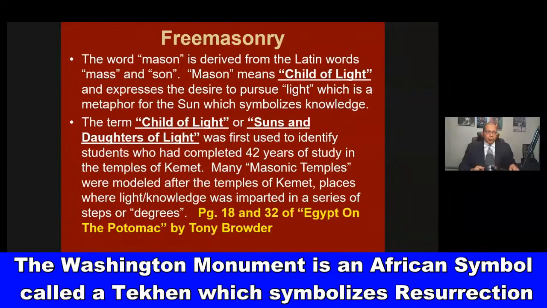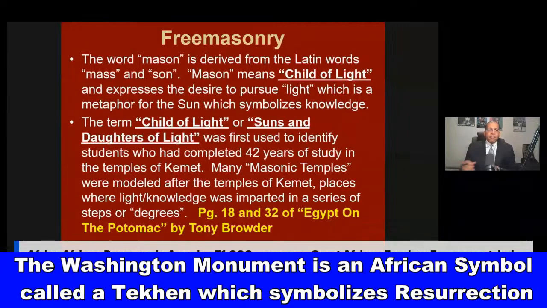Now, the word Mason is derived from the Latin words mass and sun. Mason means child of light and expresses the desire to pursue light, which is a metaphor for the sun, which symbolizes knowledge. So for eons, light was symbolized with knowledge and darkness was symbolized with ignorance. So when you talk about Europe being in the Dark Ages, it was referred to as a period of ignorance and raging civil wars and famine, things of this nature. All right, let's continue.